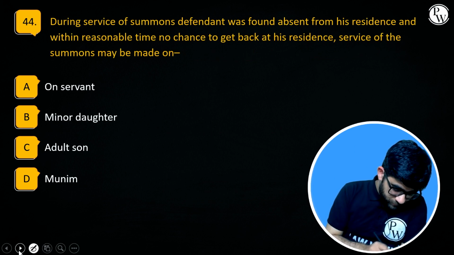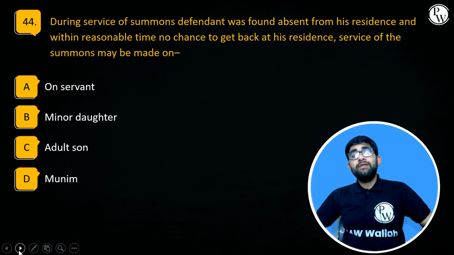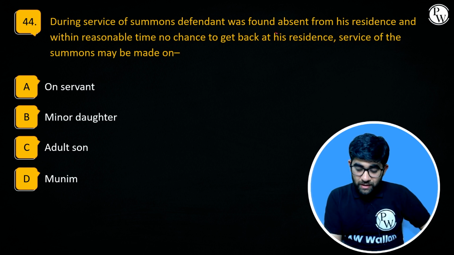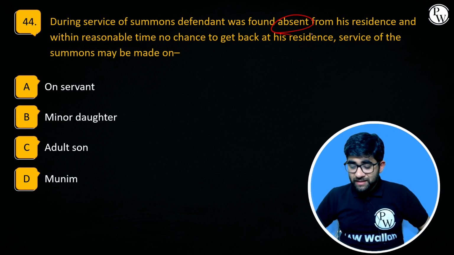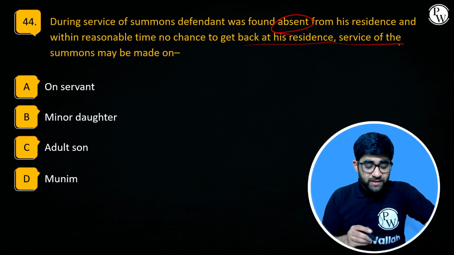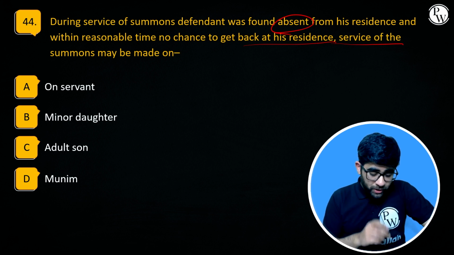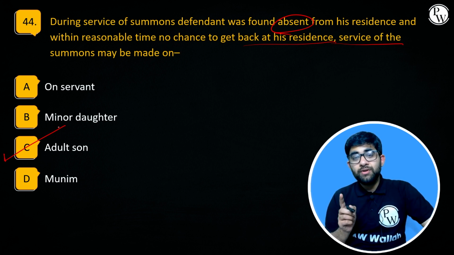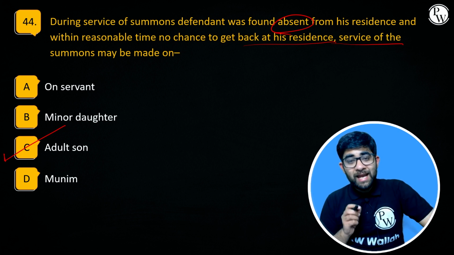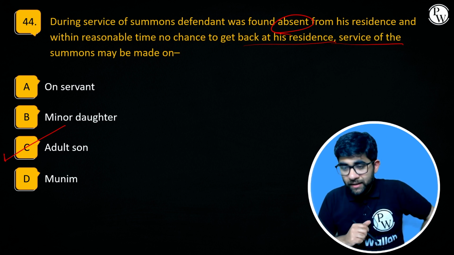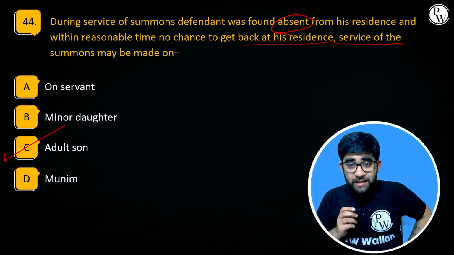The original summons will be there, he will sign that, and that will be deposited in the court. Next, during service of summons, the defendant was found absent from his residence, and within reasonable time there is no chance of his getting back at his residence. Service of the summons will be made on servant, minor daughter, adult son, or munim. So the answer to this is adult son, any adult member of the family except servant, right? So the answer to this is adult son.